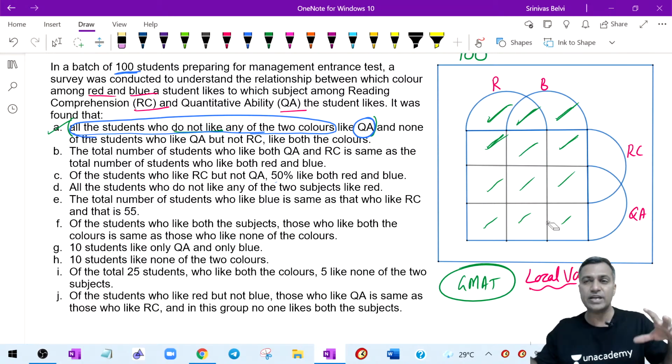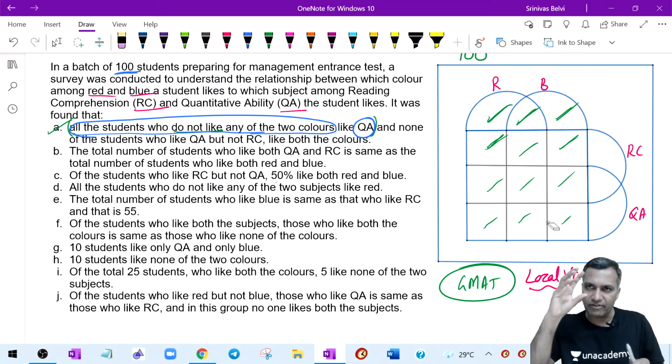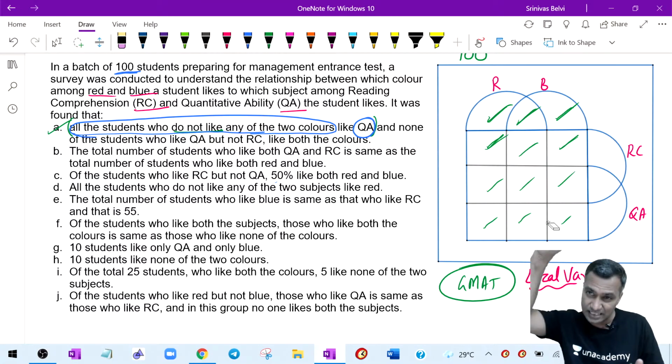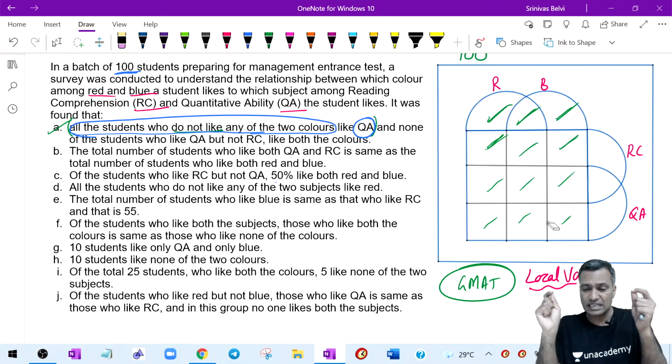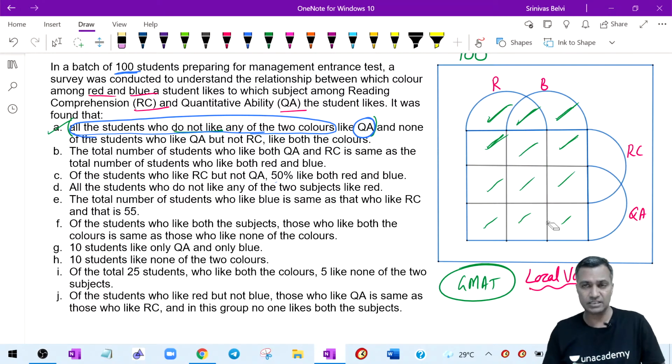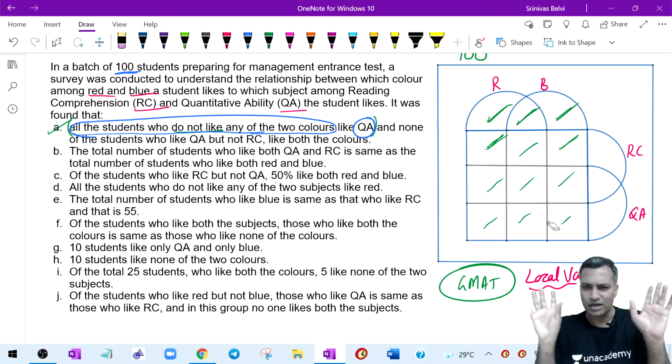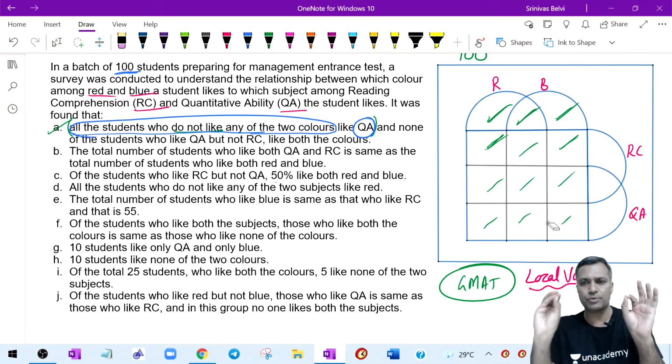Guys, when there are too many cells, not only here, identifying the cells is the concept I taught you in one of my DILR classes itself, because identifying cells is a very important property, right? It doesn't matter if you are identifying cells in a Venn diagram or in some other table. Doesn't matter. Identify the regions properly first.